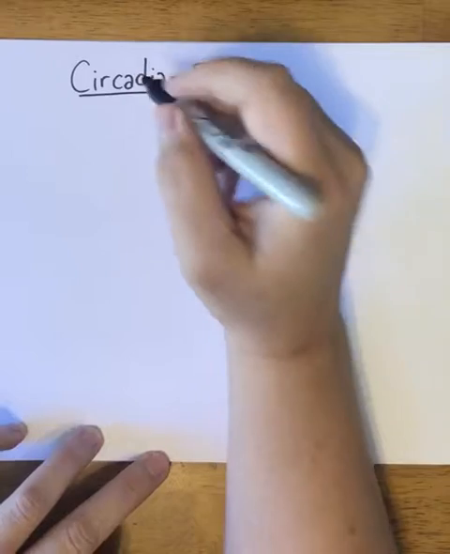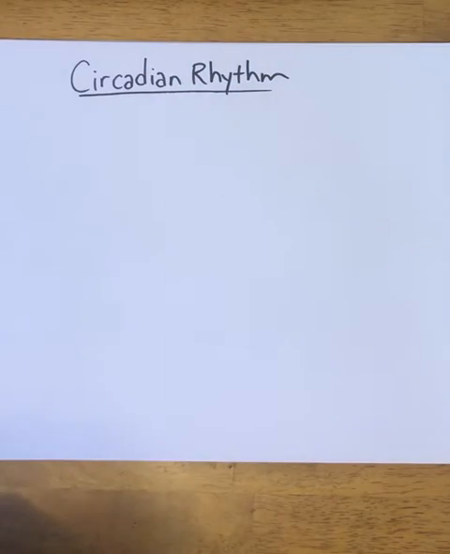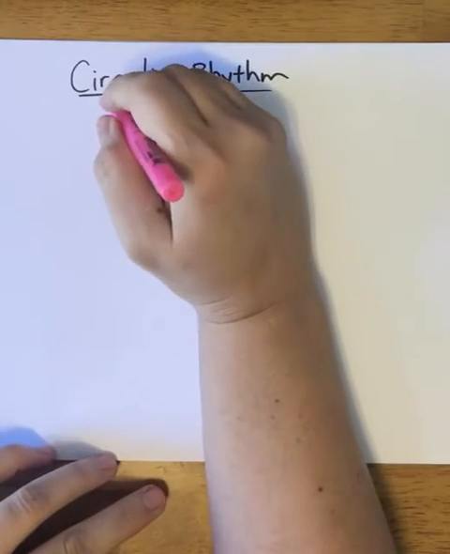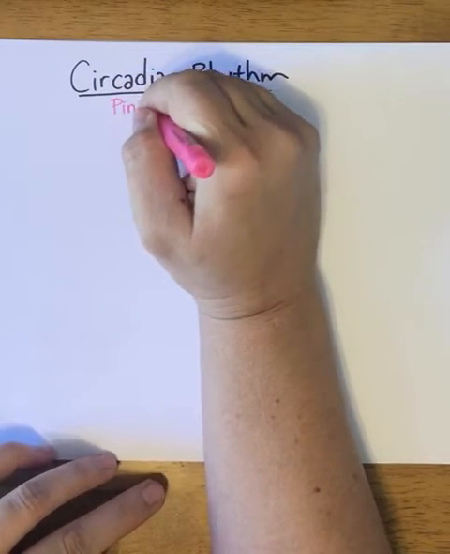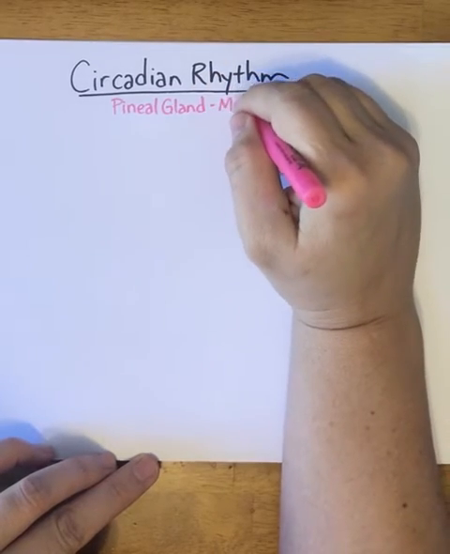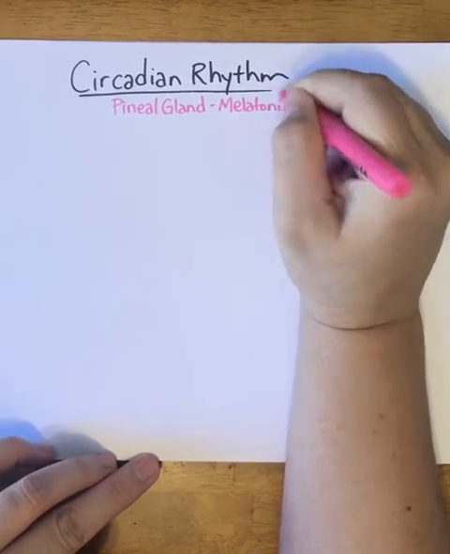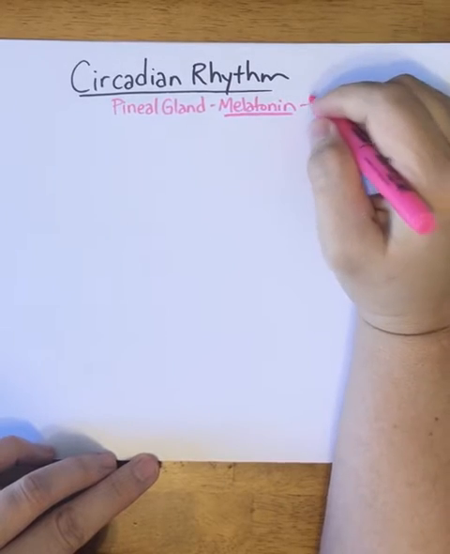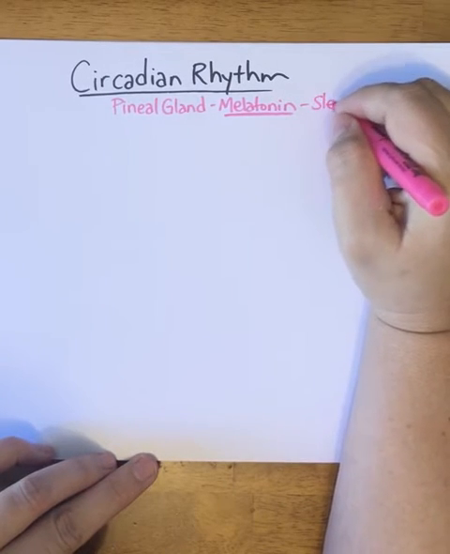It is going to be controlled by melatonin. So the pineal gland is going to produce melatonin. You only produce melatonin when it's dark, which is going to control the sleep-wake cycle.